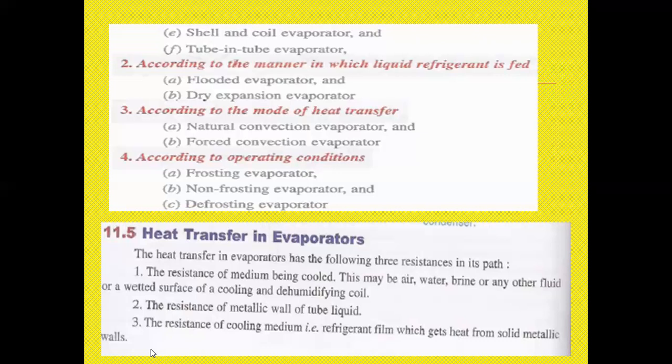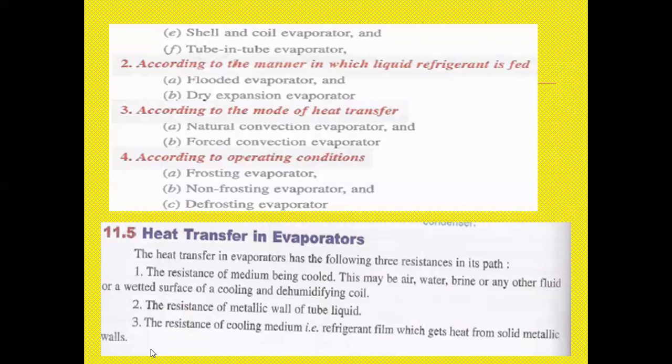Next, coming to the heat transfer in the evaporator. How is the heat transfer done in the evaporator? The evaporator is a heat exchanger. The heat transfer in the evaporator has the following three resistances in its path. First is the resistance of the medium being cooled. The medium being cooled may be air, water, brine, or any other fluid, or a wetted surface of a cooling and dehumidifying coil.